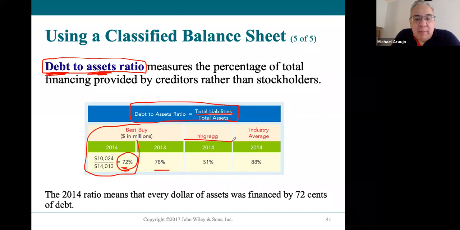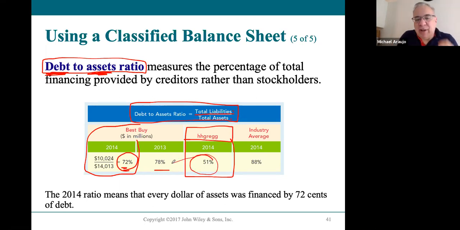H.H. Gregg, their competitor, obviously does not have that type of stress, because their debt to asset ratio tells us that 51% of the assets were financed with debt, which means they have a very high equity stake. The only way a balance sheet works is you have total assets on one side, total liabilities and stockholders' equity on the other side. So if 51% of their assets are financed by debt, the other 49% are stockholders' equity.